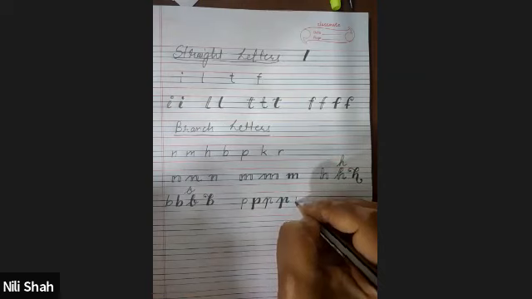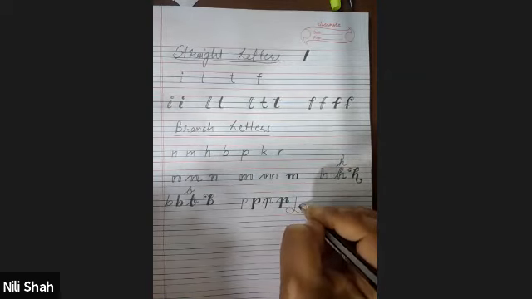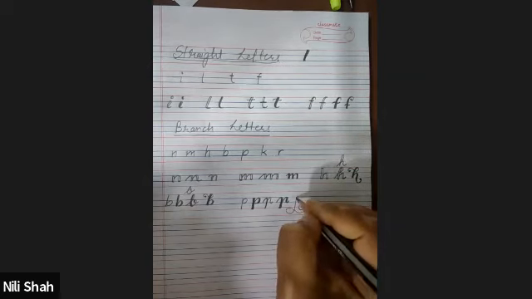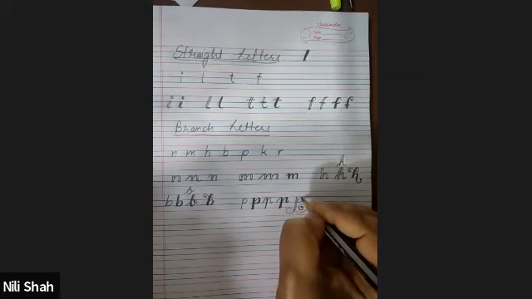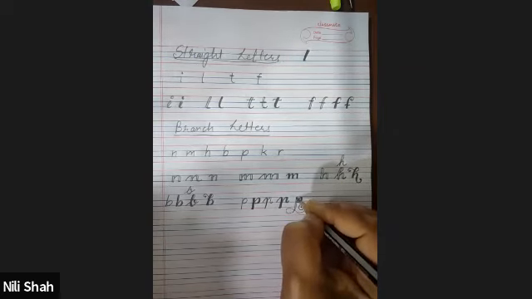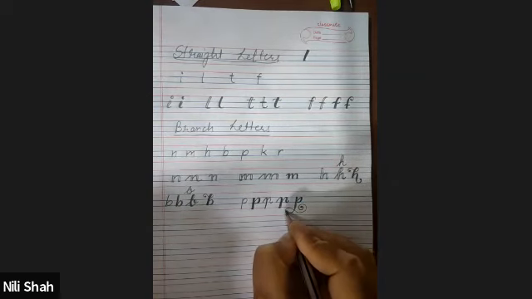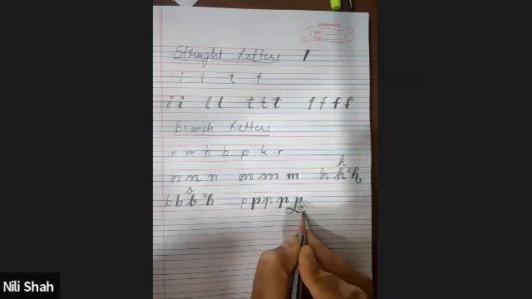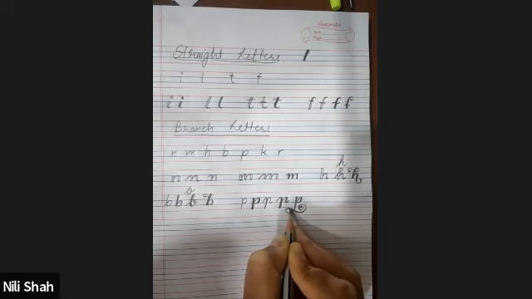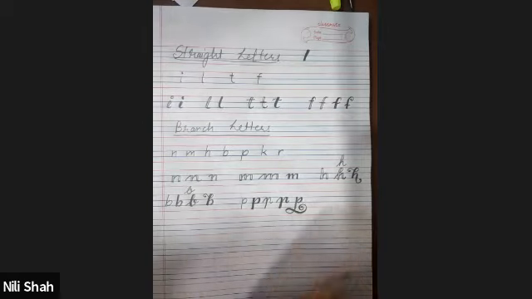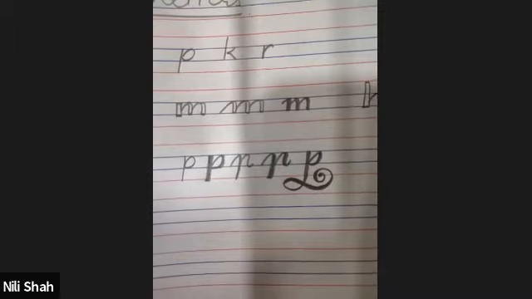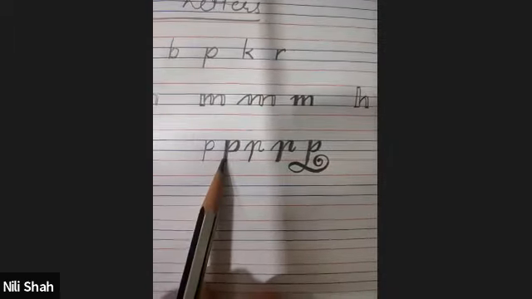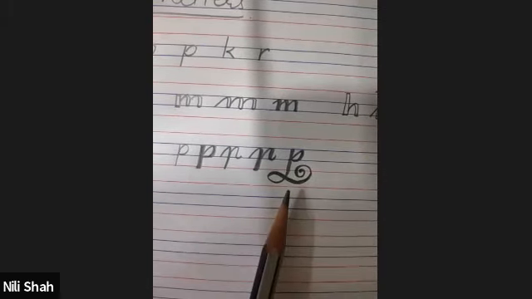You can also write P like this. How beautiful it is, right? The only simple thing you have to remember is when you move it downward, you have to add thickness. And when you go upward, it should be thin. This is P. Simple P, then calligraphy P, cursive simple P, then calligraphy, and then the flourish.